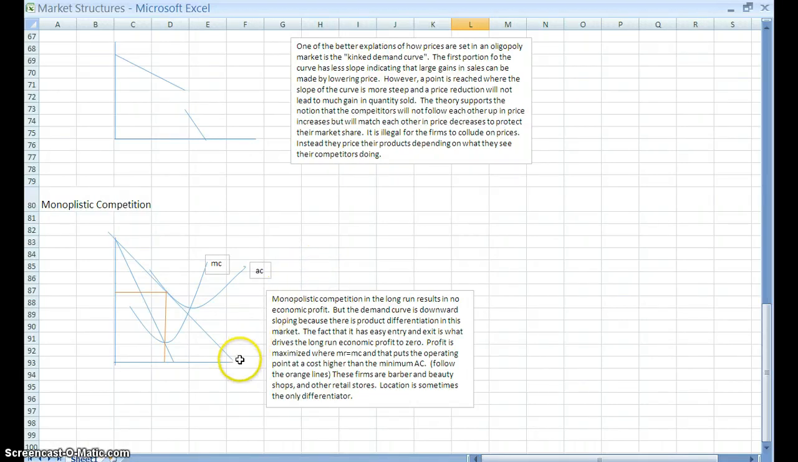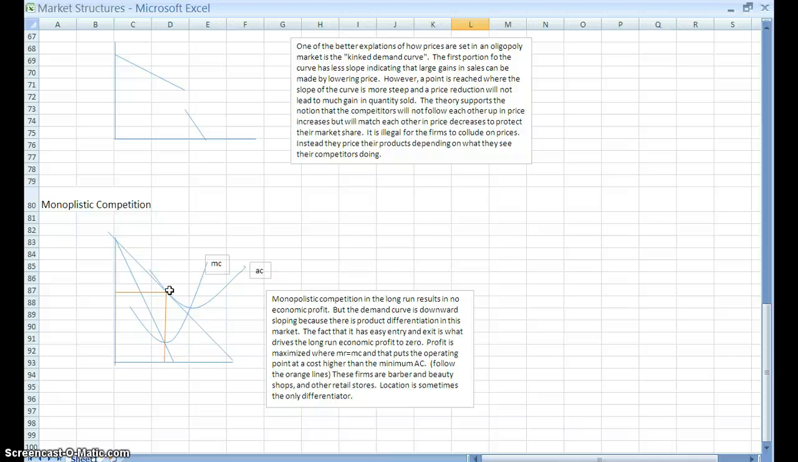But in the long run, and I've drawn this with the orange lines, their average cost will be equal to their price. The demand curve will intersect the average cost curve. Notice it doesn't intersect it down here at the minimum like it does in perfect competition, because they are not really operating as efficiently as perfect competition would. So what happens is they operate up in here. Their average cost still equals their price, and so there is no profit in the long run.